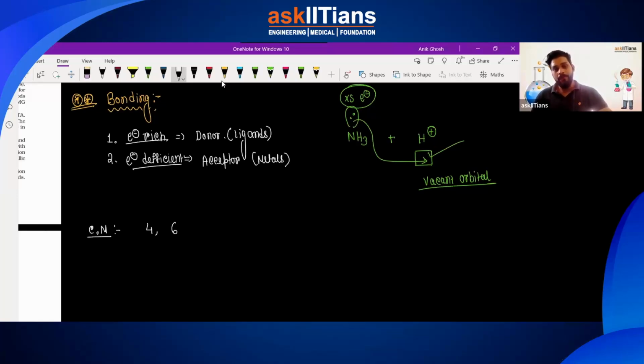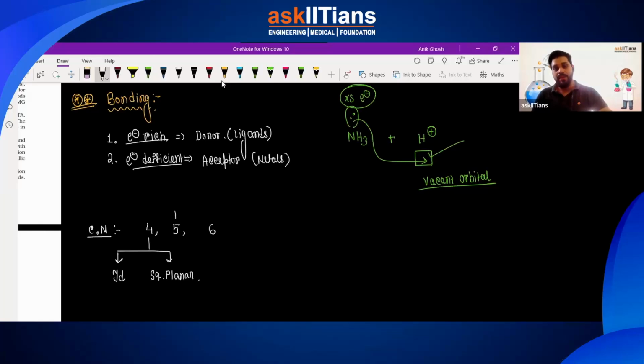Let's consider 5 as well: 4, 5 and 6. 5 is very rarely asked. In the ferrocene complex, 5 is asked. Whenever your coordination number is 4, guys, as I told you in the last session as well, it can be tetrahedral or it can be square planar. These are the 2 things it can become.